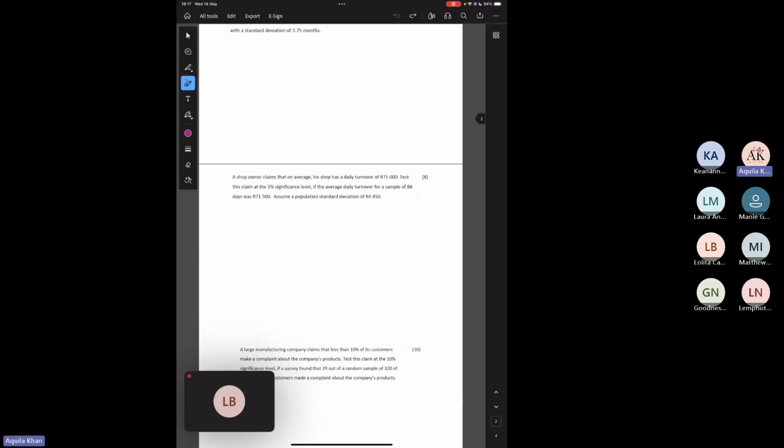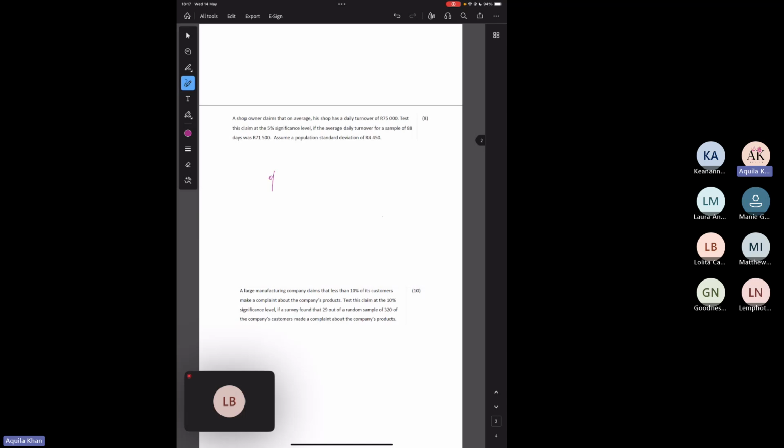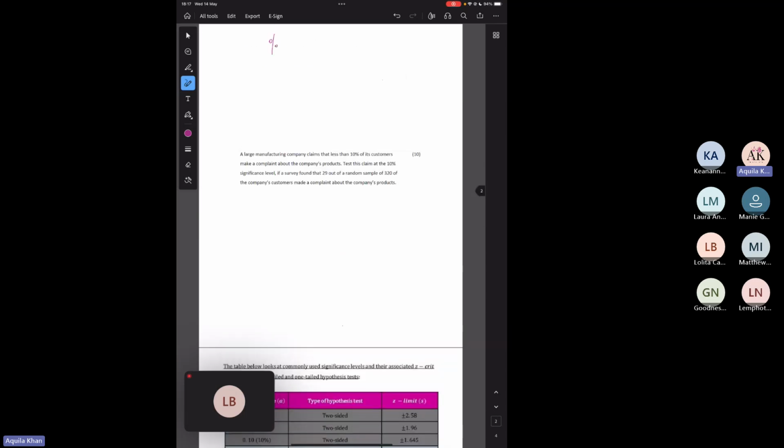Now, with a proportion, what we're looking for is either a percentage that's being given to us, or a so many out of so many scenario. So, for example, 2 out of 10 times, or 5 out of 6 times, and so on. Or they'll say to you 20% of the time, dot, dot, dot. So this is how we would identify that you're working with a proportion as opposed to a mean.